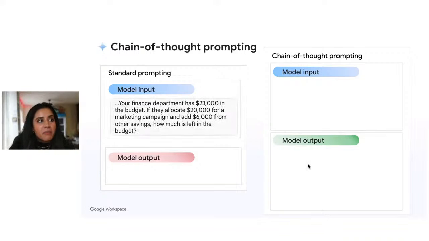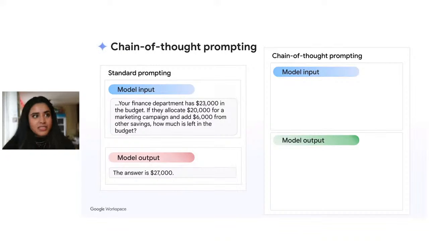So let's take an example. I start by giving a standard input to the model. Your finance department has $23,000 in budget. If they allocate $20,000 for a marketing campaign and add $6,000 from other savings, how much is the budget left? Now, you could do the math, or we can let the model do the math. It says the answer is $27,000. So just by doing a quick check with my calculator, I know that this is wrong.